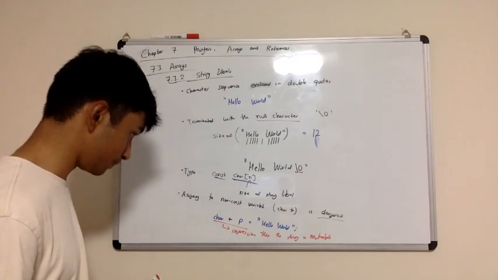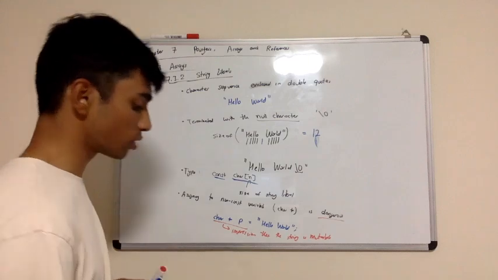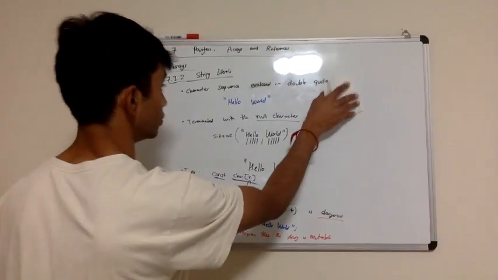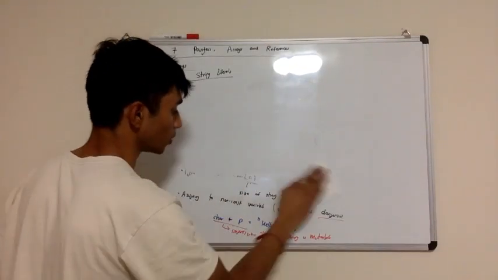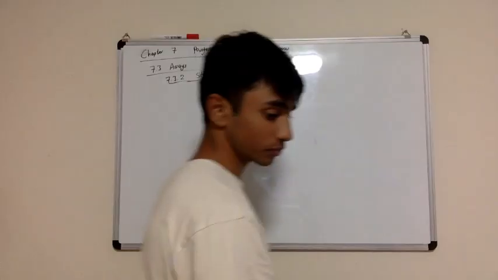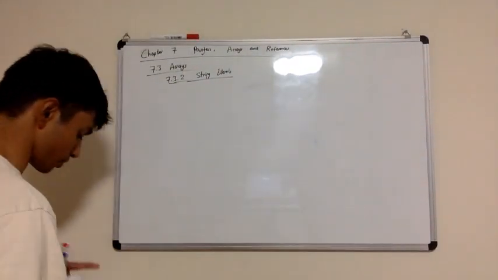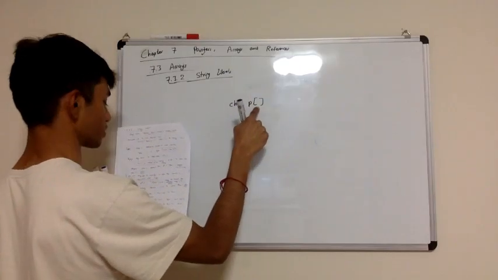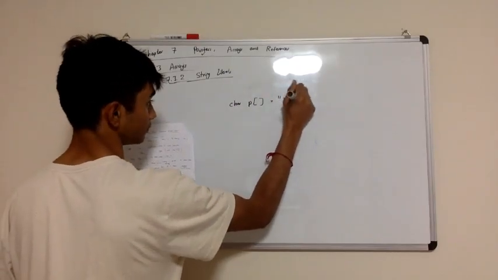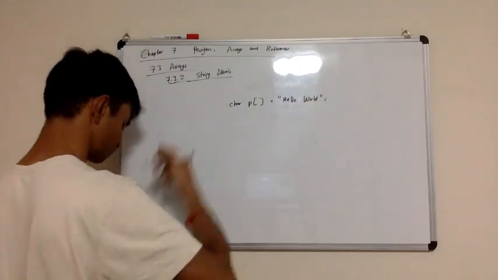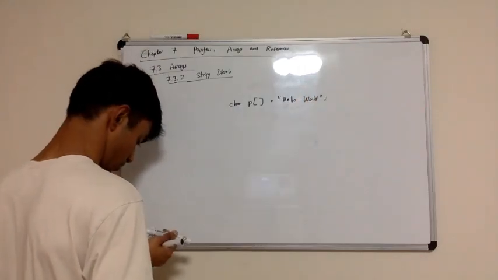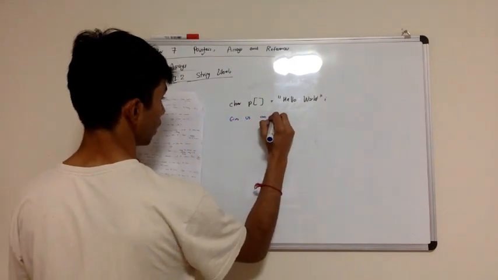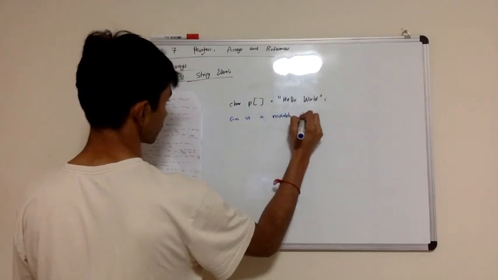This is interesting. Let's say you want a string you can make mutable, a string that you can change. What you have to do here is char p[] = "hello world". So what does this do? This gives us a mutable string to work with.